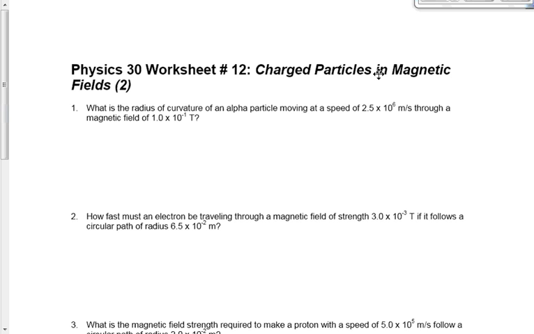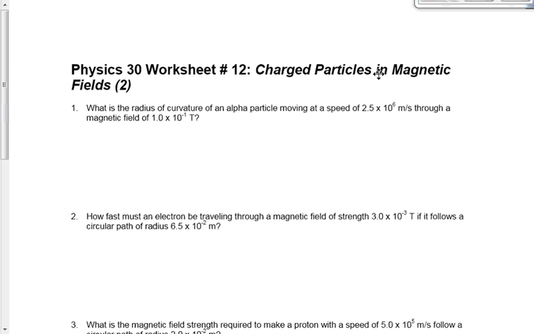But we can also use Fc is equal to mv squared over r, because that charged particle is moving in a circle and experiences centripetal force. But we can also use Fc equals Fm, or mv squared over r equals qvB, because the centripetal force is caused by the magnetic force.